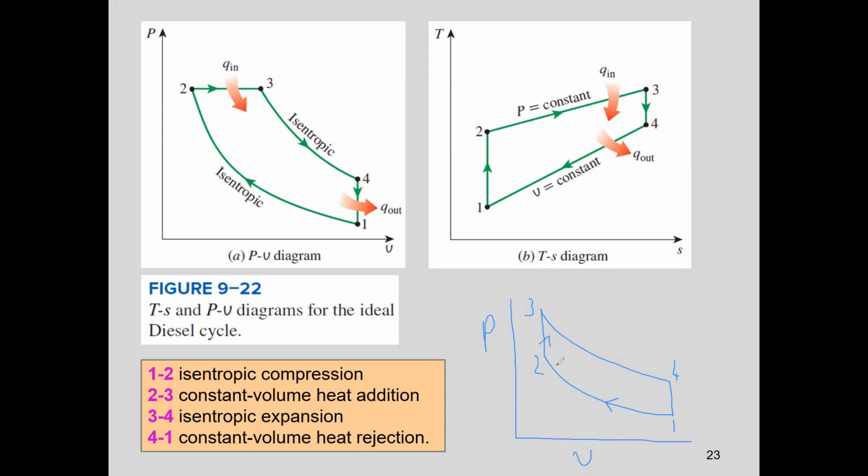This is 2, 3 constant volume heat addition process. So you have Q in here. 3, 4 is isentropic expansion process. And the 4, 1 is constant volume heat rejection process. Q out. So this is Otto cycle.